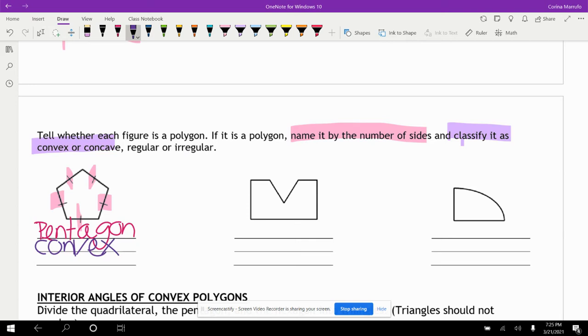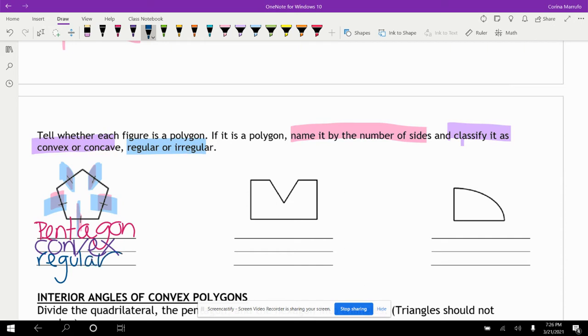Okay, and then next it says regular or irregular. So if it's regular, all the sides are the same. As you can see, these little tally marks here show us that they're all the same. So this is considered regular.